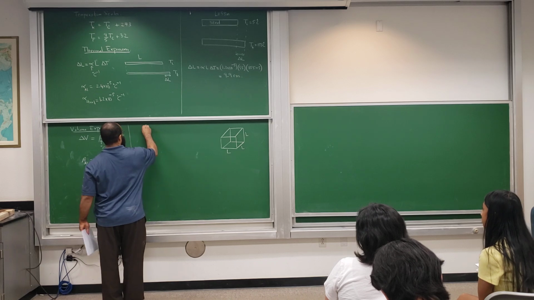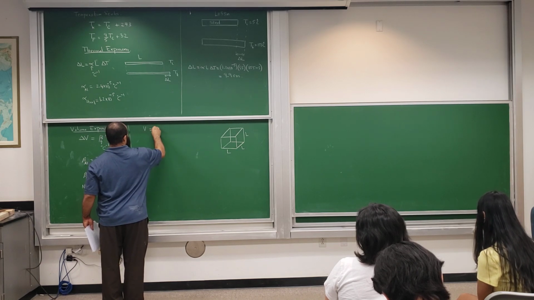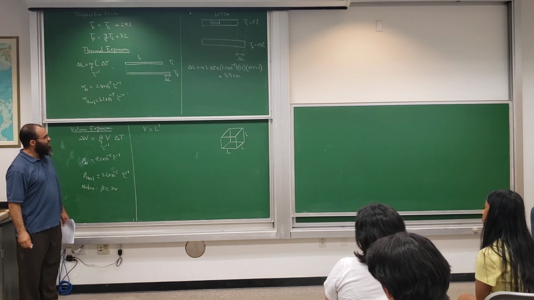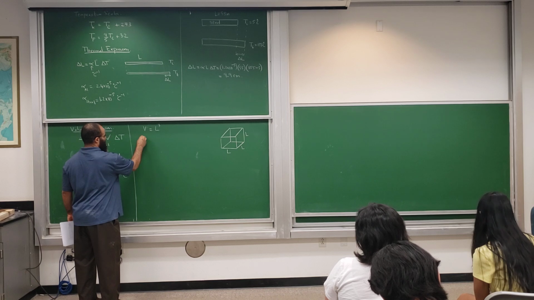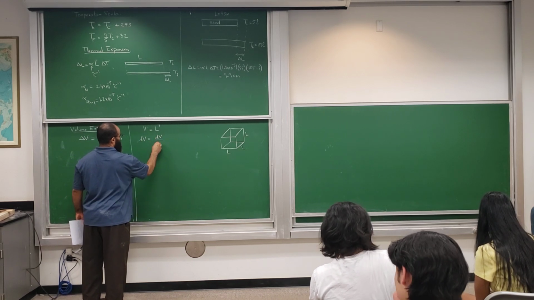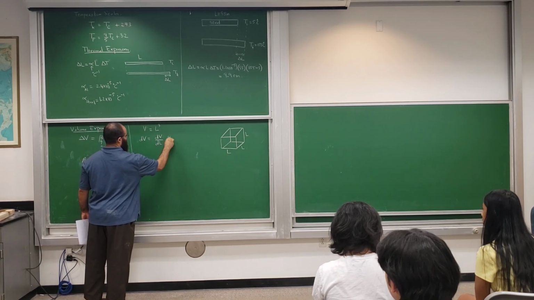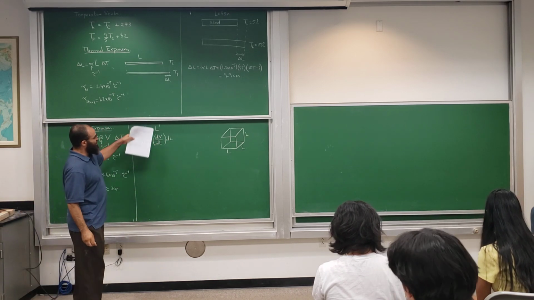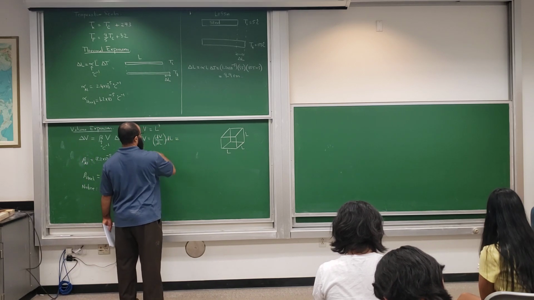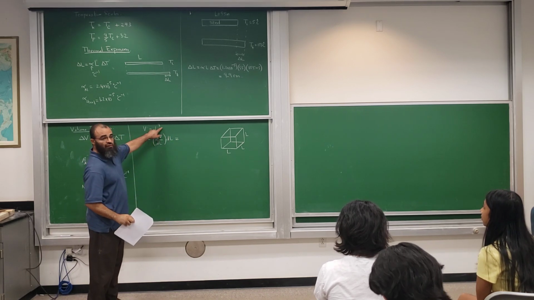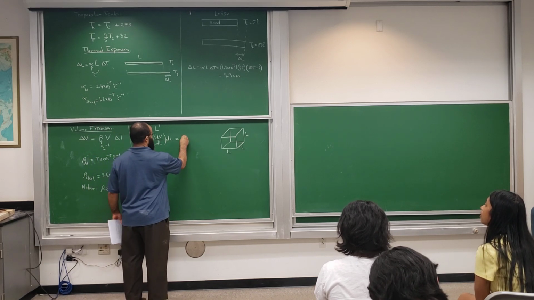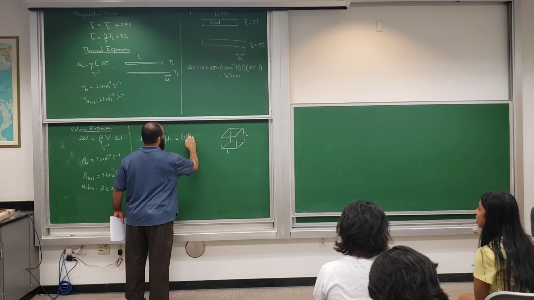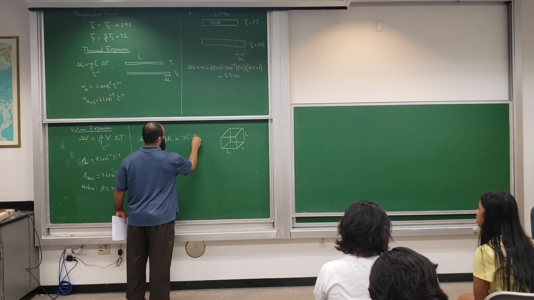So notice here, what's the volume? The volume is L cubed, right? You have a cube. Volume is L cubed. Now, dV is equal to dV/dL times dL. What's the derivative dV/dL? We don't need the parentheses anymore.